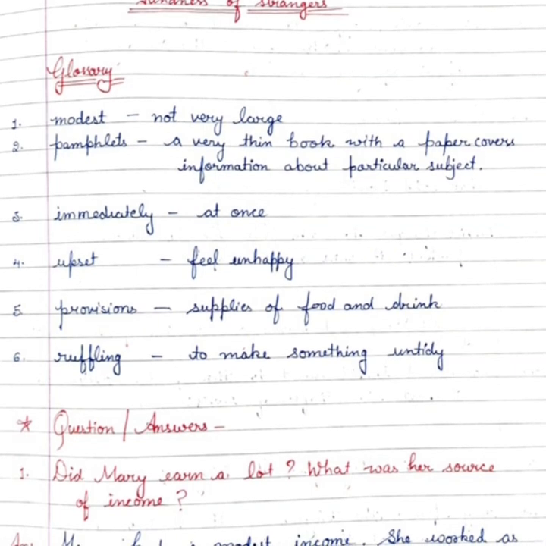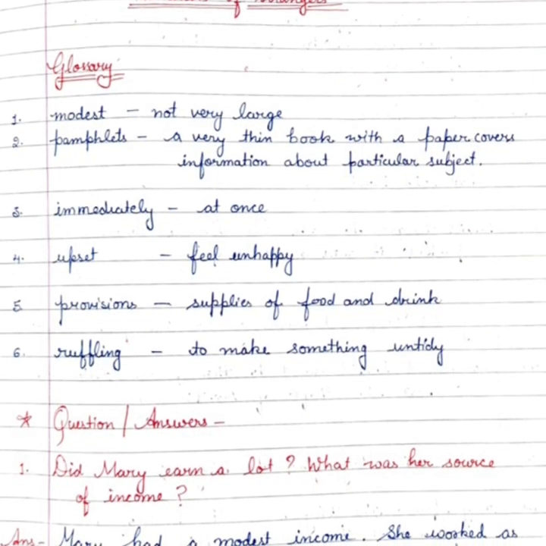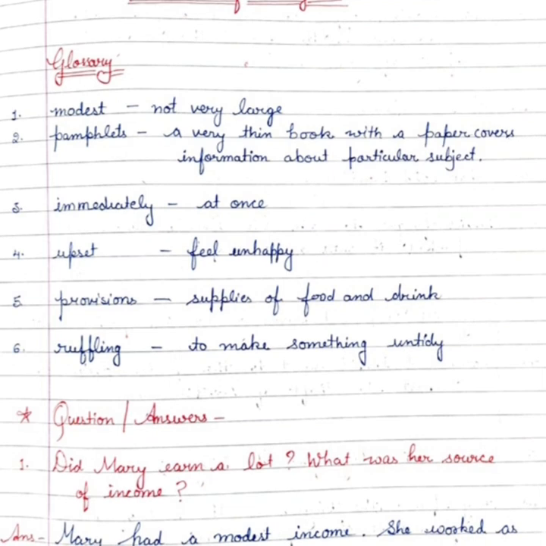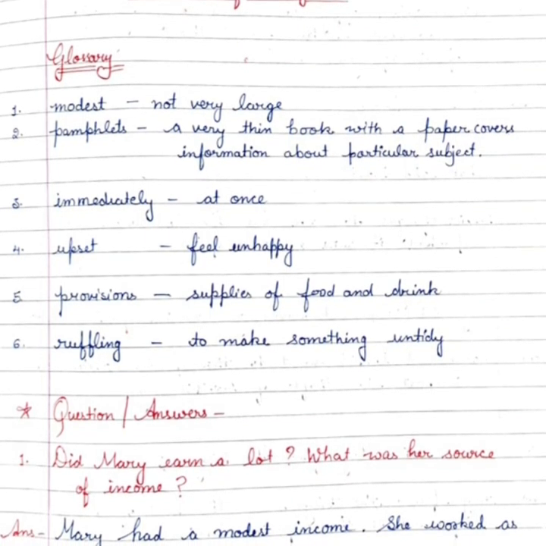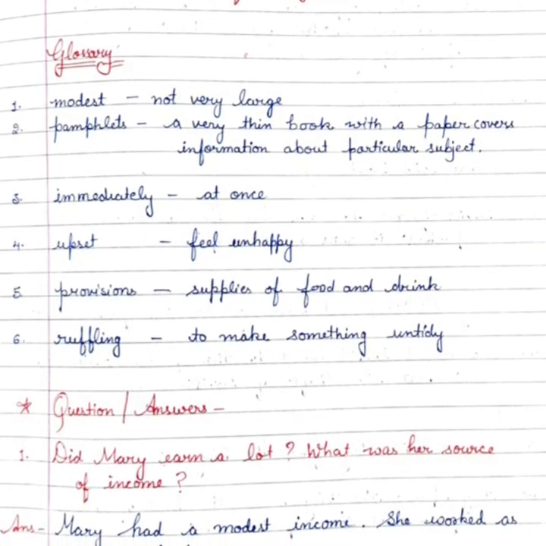देन थर्ड वर्ड इज़ हियर, इमीडिएटली. इमीडिएटली मतलब एट वंस, यानी तुरंत का तुरंत. यस. फोर्थ वर्ड इज़ हियर अपसेट. अपसेट मीन्स बहुत उदास होना. So in English you can say feel unhappy.